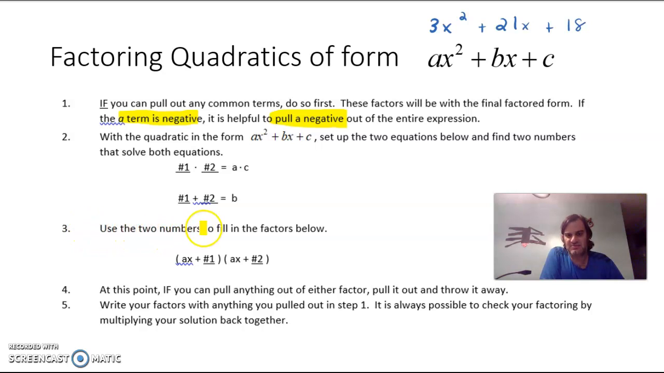Step 3, we're going to take those two numbers and set up two simple expressions: ax plus the first number times ax plus the second number. And that a comes from our quadratic up there. If a was not 1, at this point, step 4, you'll see if you can pull a common factor out of either one of these terms. And if you can, you're going to throw it away. I'll talk about that in more detail when we do an example. And then step 5, if we pulled out anything in step 1, we're going to put it back with our factors at the end, and then we will be done.